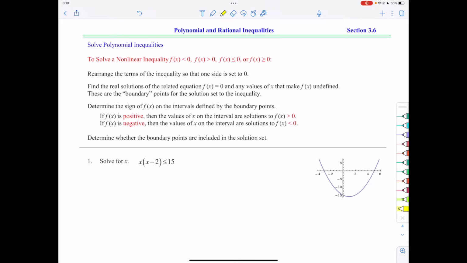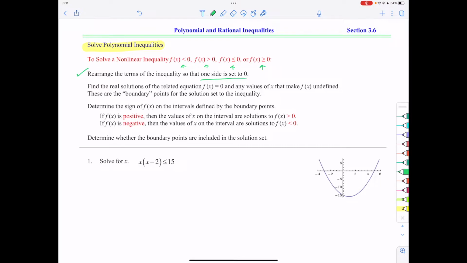This is section 3.6, Polynomial and Rational Inequalities. We'll begin solving polynomial inequalities. Now, in order to solve a nonlinear inequality where f of x is less than 0, greater than 0, less than or equal to 0, or greater than or equal to 0, any of these cases of this inequality, we will first rearrange the terms of the inequality so that one side is set to 0.